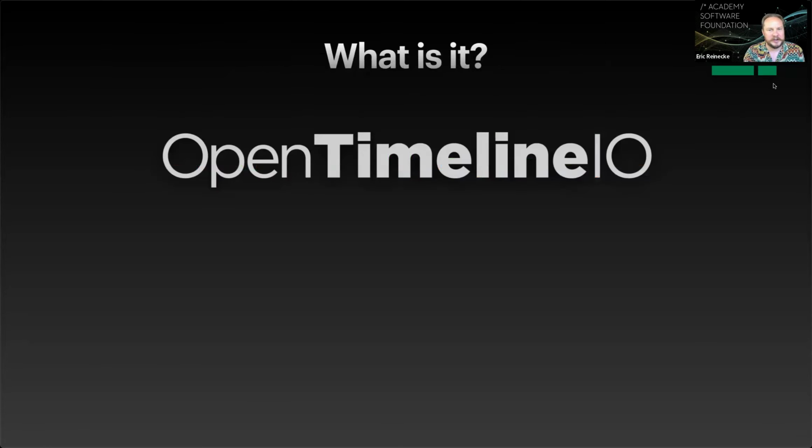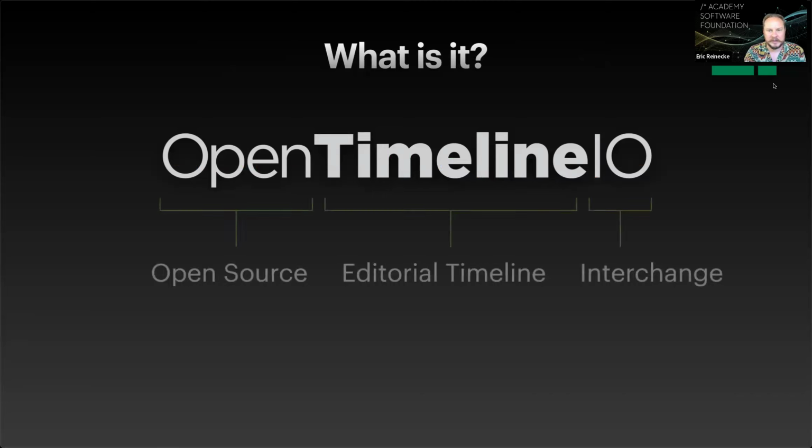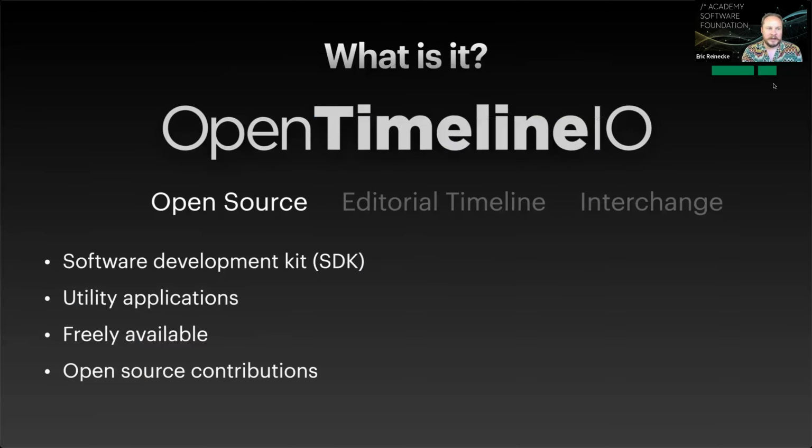So what is OpenTimelineIO exactly? As the name implies, it's sort of three things. The open source part is about being by and for software developers. It provides a positive developer experience for technical artists, R&D engineers, and application developers. It's freely available, and anyone in the world can contribute improvements to it if they have great ideas.